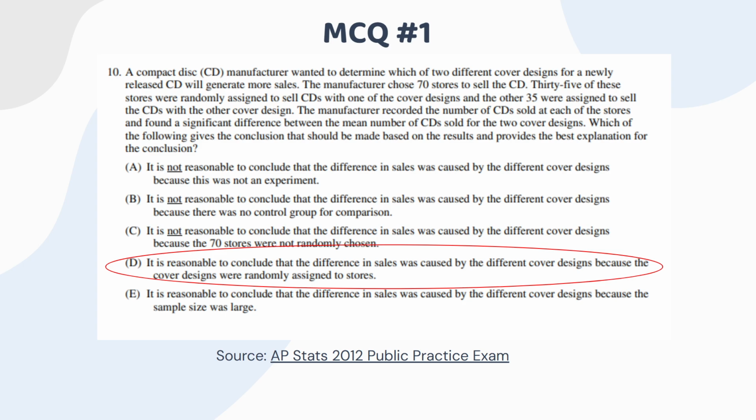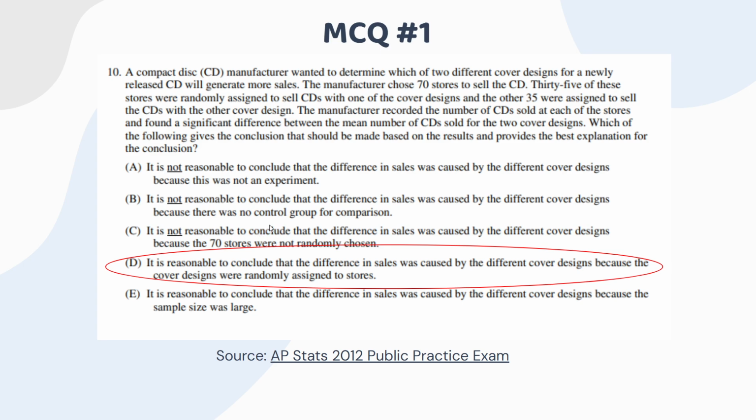But your other scope of inference, when you do random sampling, is that you are able to generalize your results to a bigger population. So the reason why it's not E, different covers because the sample size was large, is that that's not relevant at all. It's not reasonable to conclude that this was not an experiment. It was an experiment because they did random assignment. If you read the description, this is clearly an experiment, no doubt. It's also not true that there was no control group for comparison; there were two groups for comparison. So we did fulfill comparison, so it is a good experiment.